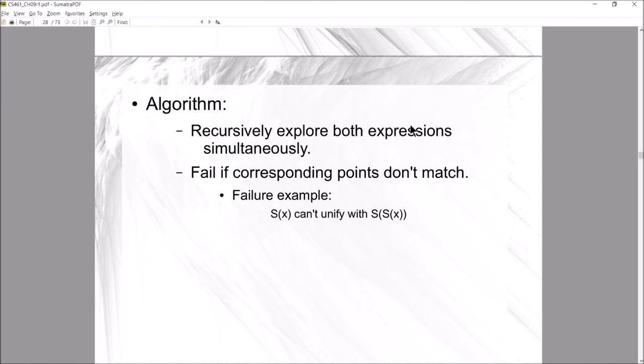So the example in the text is, you might have this sentence S of X. At a certain point, at the same level, one of the substitutions becomes S of X for X. If you were to do S of X for X here, then that version with that substitution doesn't match, and so you're not going to be able to unify.